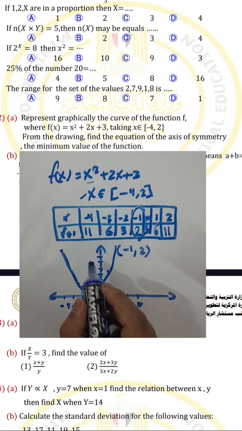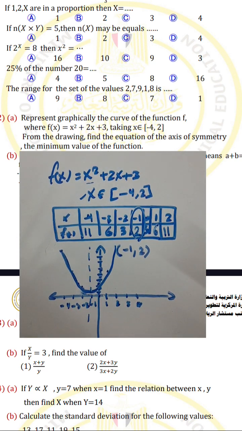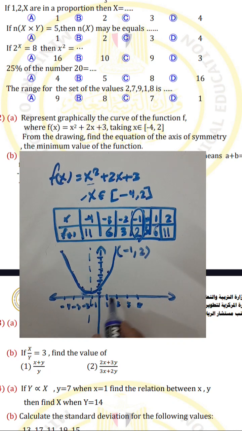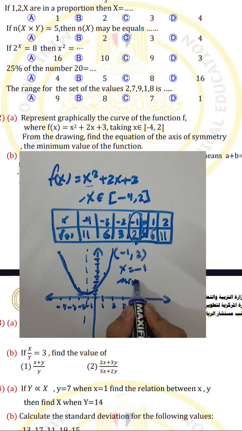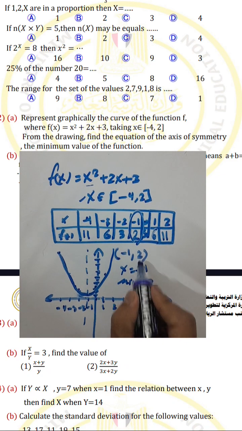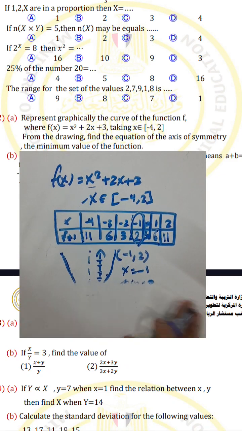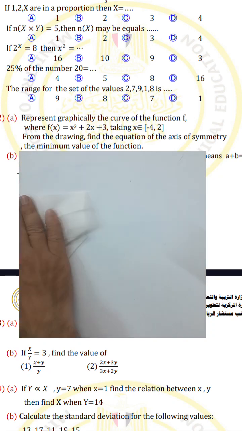Okay, and then you can draw this curve. Okay, and we have a line of symmetry. The line of symmetry here is at -1, and the minimum value, it will be equal to here. Understood?